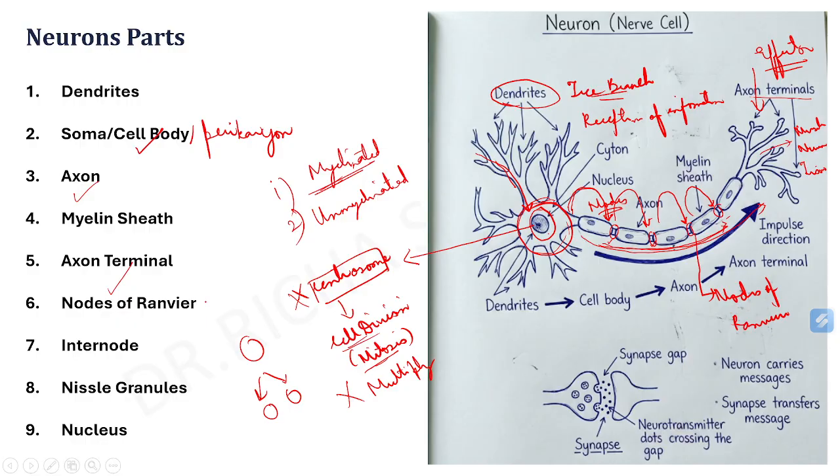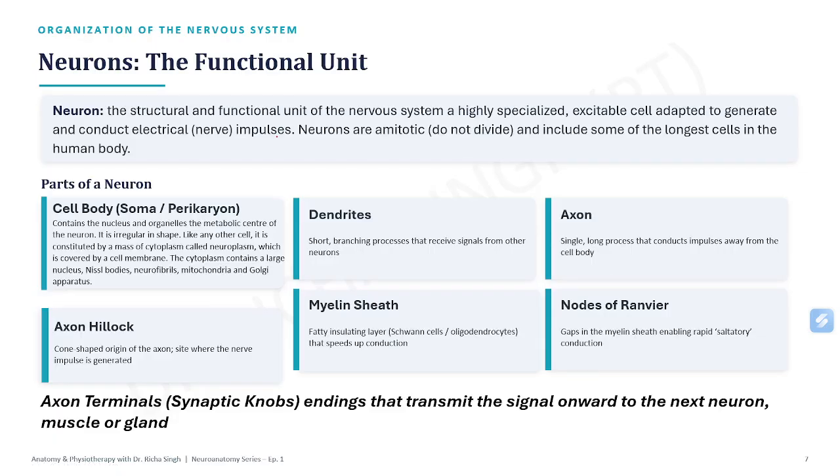Next are the Nissl granules. So, we come to what a neuron is. It is the structural and functional unit of the nervous system, a highly specialized and excitable cell adapted to generate and conduct electrical impulses. As we discussed earlier, neurons cannot divide because the centrosome is absent in the nucleus, and they include some of the longest cells in the human body. So let us read through this.